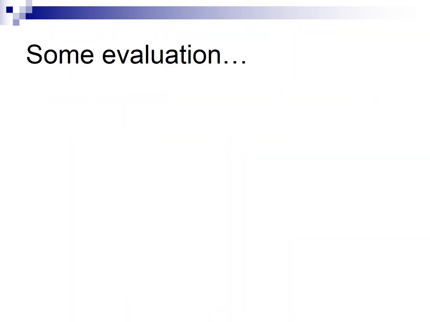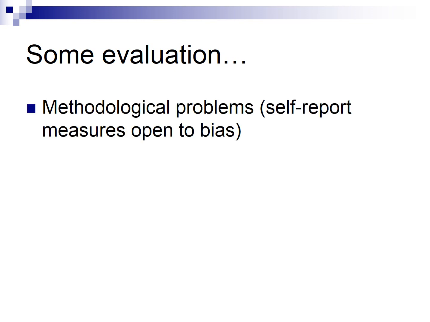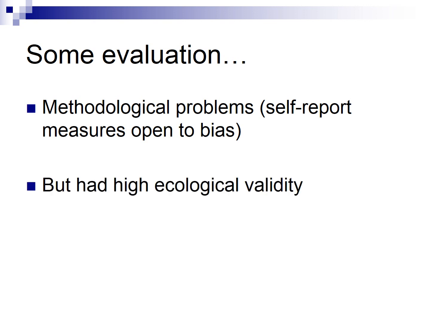So a little bit of evaluation just to round these slides off. There are methodological problems with this. Schaffer and Emerson's study was largely self-report, and therefore this is open to bias because people are people and people lie. But it also had quite high ecological validity. Because of this, they were having a look at attachment in real life, real situations, and therefore it maintained ecological validity quite nicely.